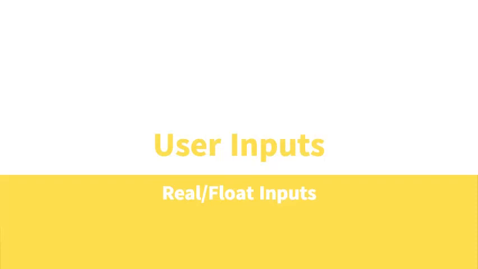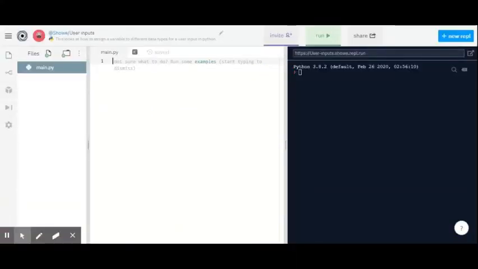Okay, we've looked at int inputs, we've looked at string inputs. Now we're going to look at a real or a float input, so a decimal place. It's exactly the same. I just call the variable cost. I'm going to assign it, and this time you do float input and then your brackets, and again we put our message in: please enter the cost.